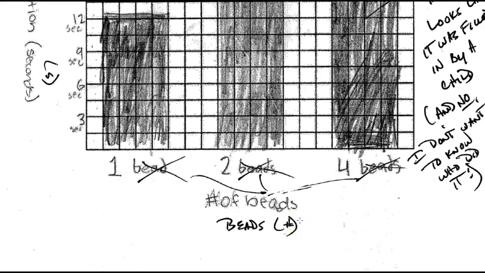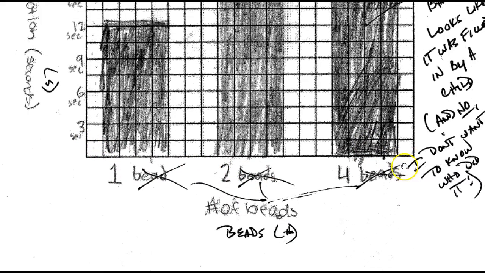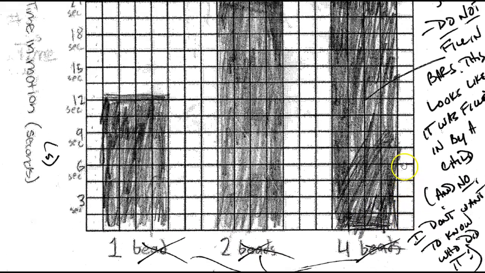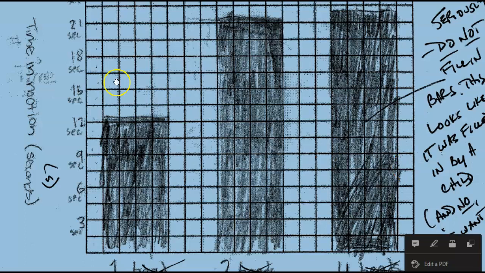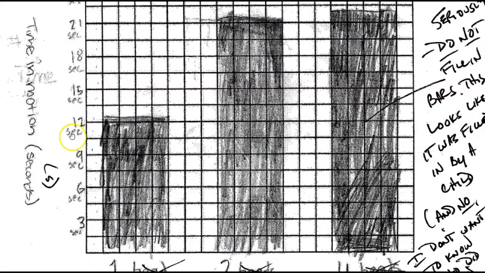I'm sick today, so I'm still sick, so I'm not thinking right. It's going to be the number of beads, and so you just put 1 bead, 2, 4, and then for your y-axis, you have time in motion, and then just put S for seconds.